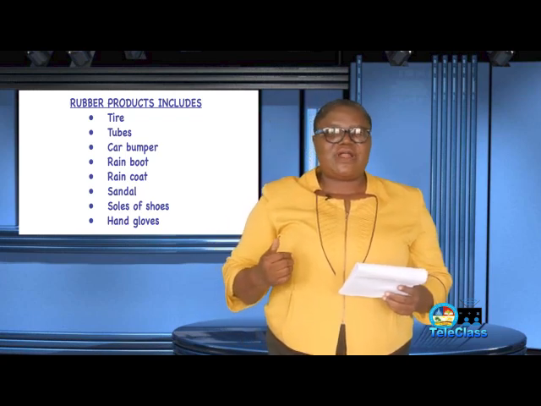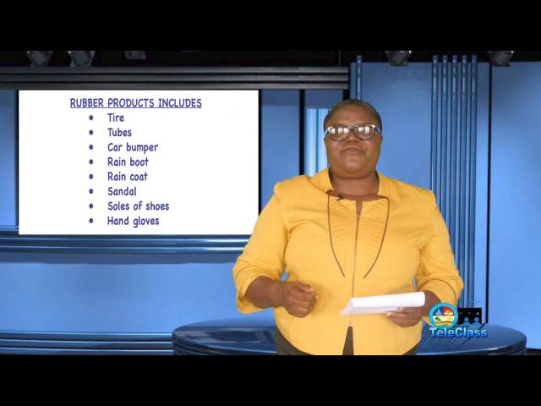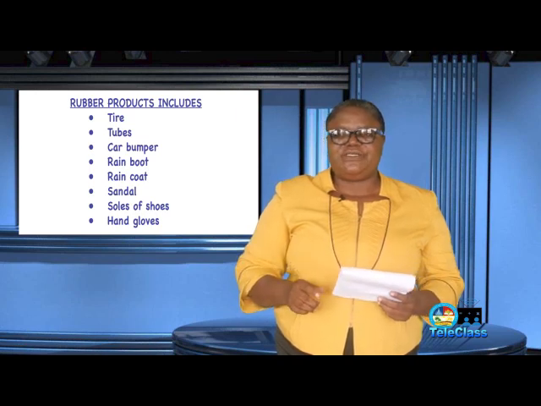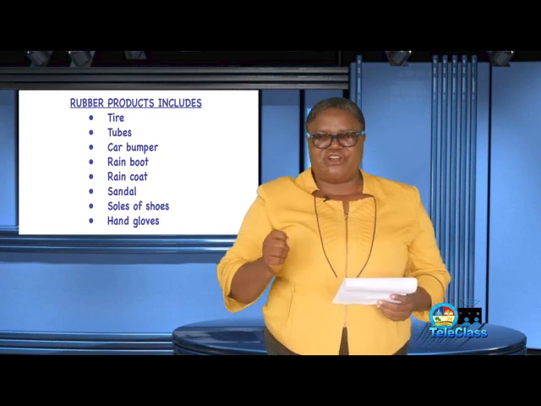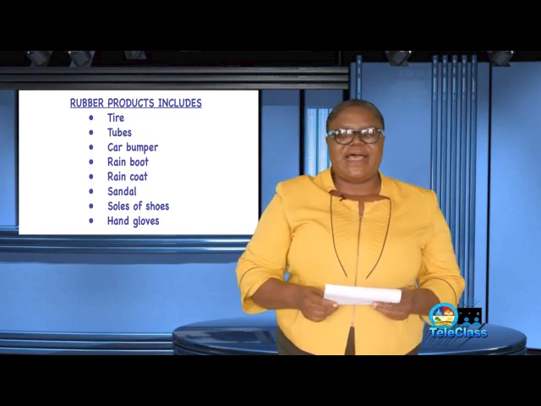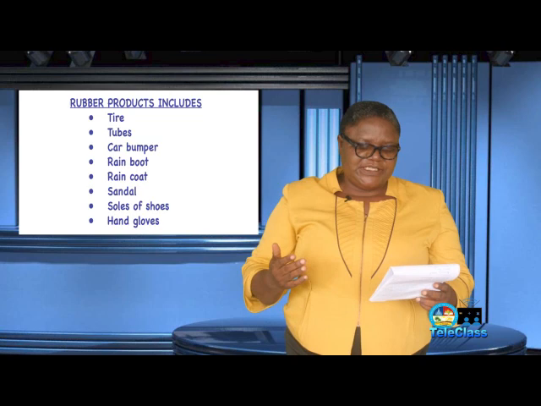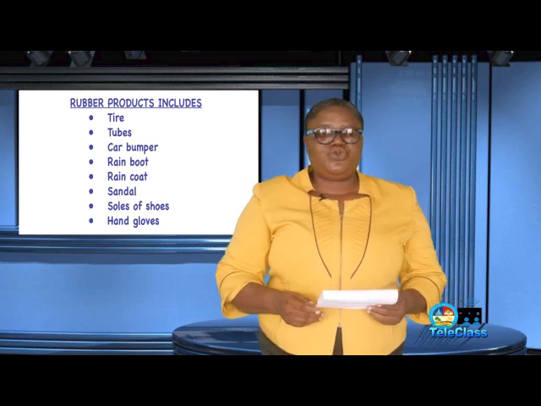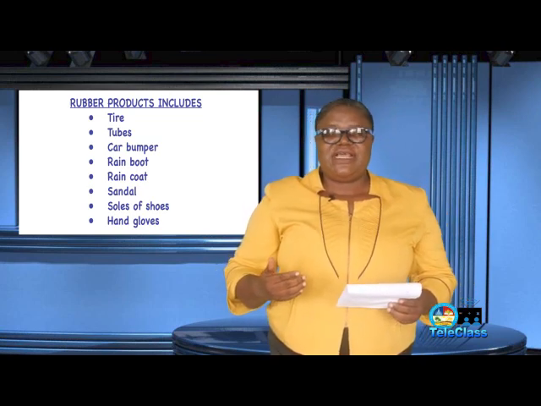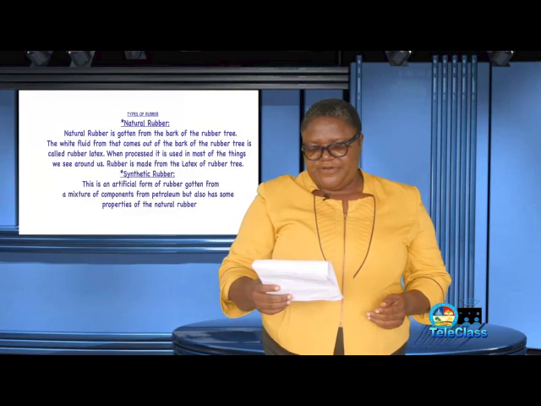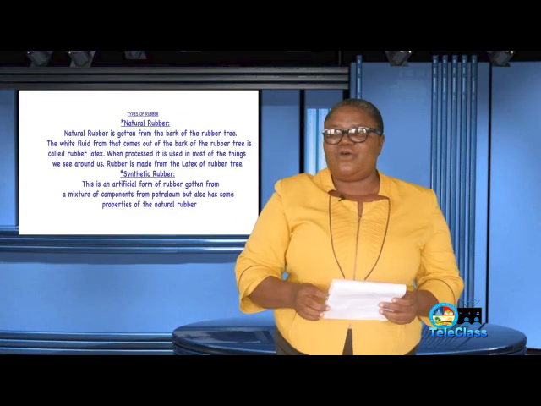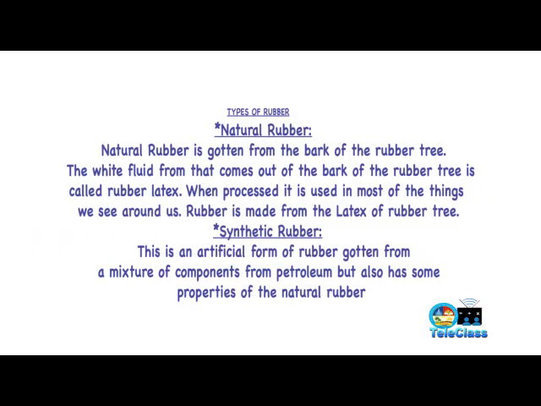We have the natural rubber, which we get from the bark of the rubber tree. The white fluid which comes out of the bark of the rubber tree when you scratch it is called rubber latex. When it is processed, it is used in most of the things we see around us. Rubber is made from the latex of the rubber tree. That is why we call it natural.